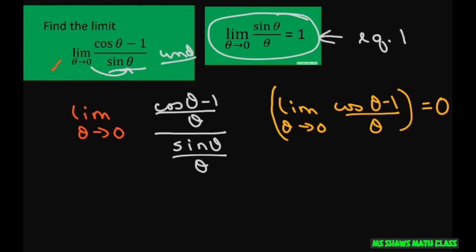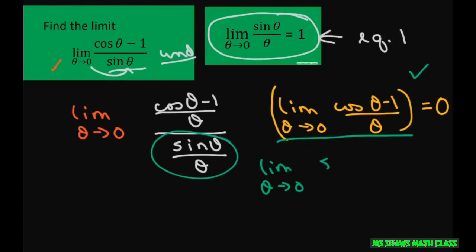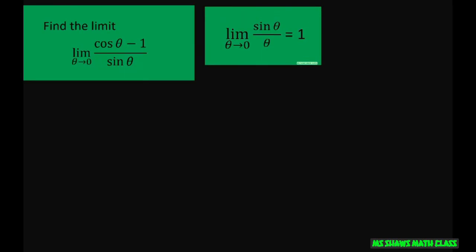Okay, for the next one, in fact, I think I'll just attach this video to this one so you can see that. The limit for the denominator, we'll break that up, is theta approaches 0 of sine of theta divided by theta. That equals 1. So basically what you have is 0 divided by 1, which equals 0.